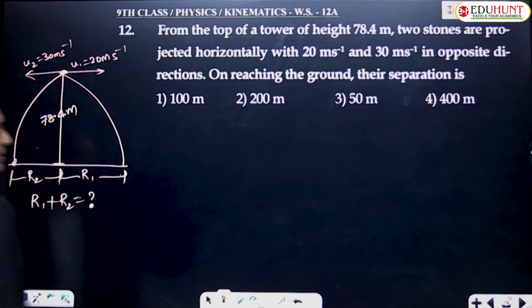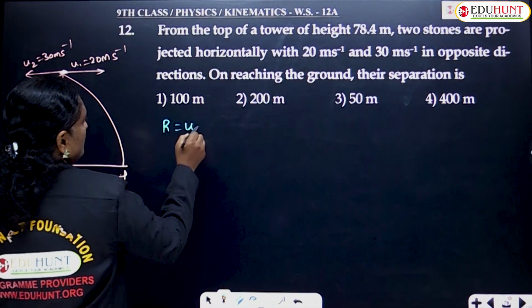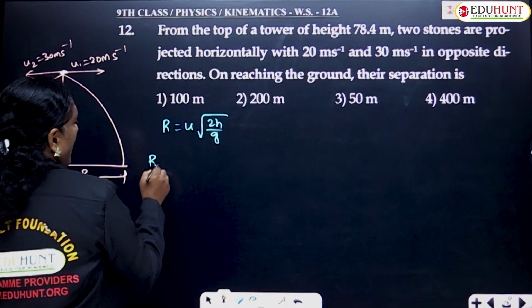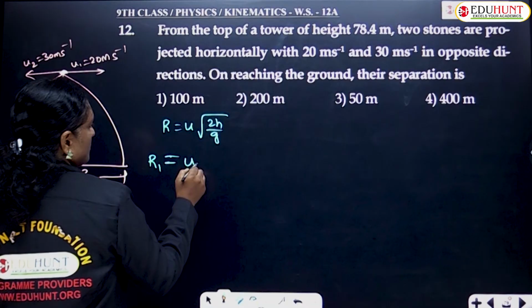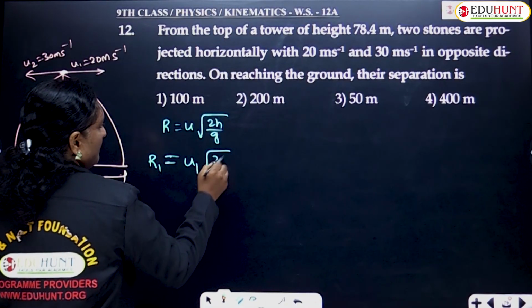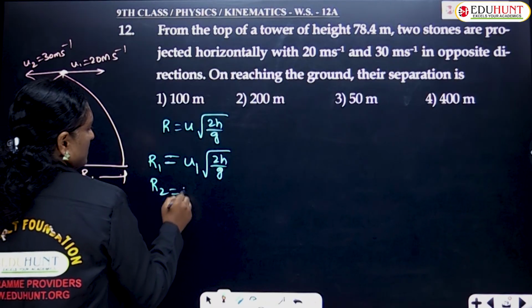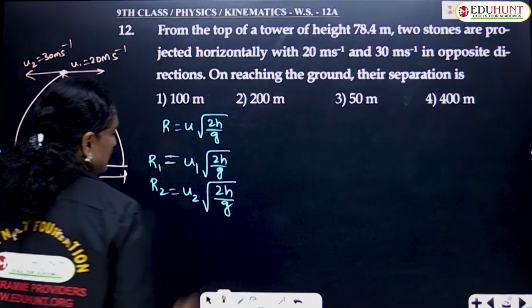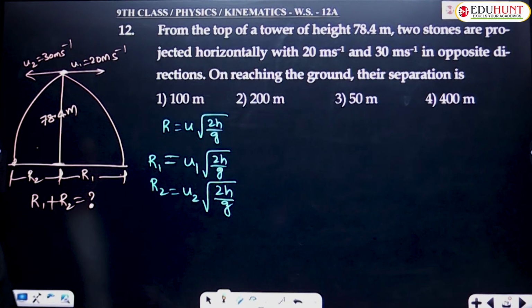Anyhow, you know the formula for R as R equals u root over 2h by g. Hence R1 is equal to u1 root over 2h by g, same height and same gravity. R2 is equal to u2 root over 2h by g. Only the speeds are changing, the height remains the same and g is also the same.